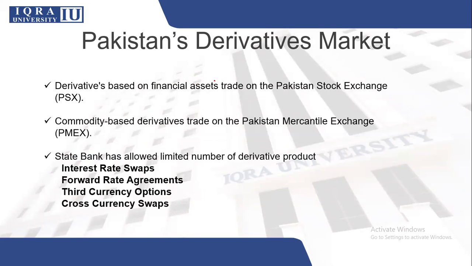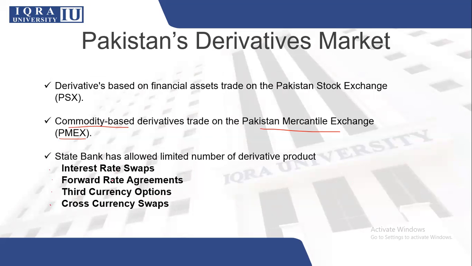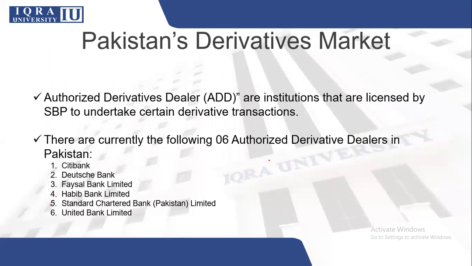Talking about Pakistan's derivatives market, the derivatives based on financial assets are traded on the Pakistan Stock Exchange, and the commodity based ones are traded on the Pakistan Mercantile Exchange. Now, State Bank has allowed only a limited number of derivative products. We have interest rate swaps, forward rate agreements, third currency options, and cross currency swaps. So this is the only type of derivatives that are allowed in Pakistan.